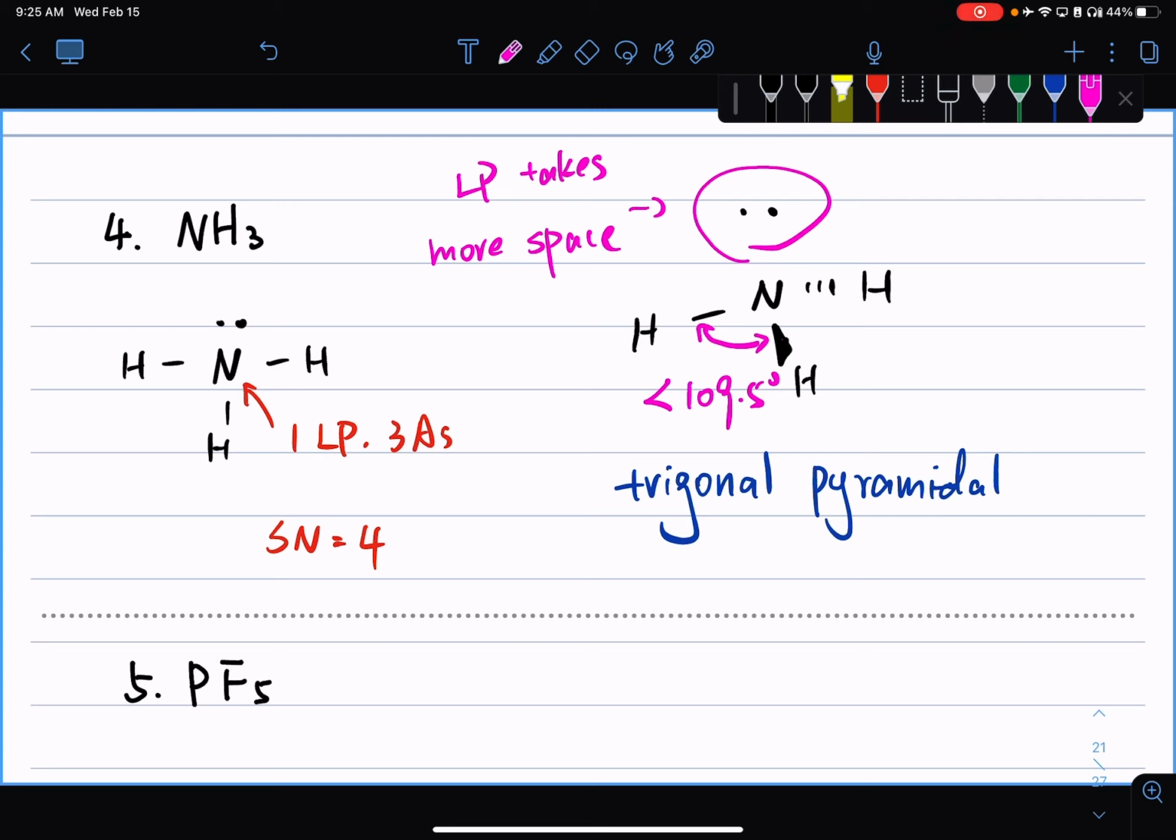All right, so the procedure is almost the same. You draw the Lewis dot diagram, identify the steric number, and then search the table to find the name of that molecular geometry, and then you draw it accordingly.